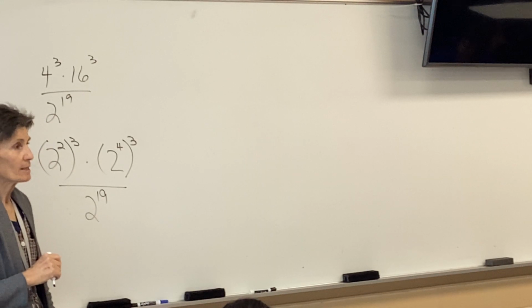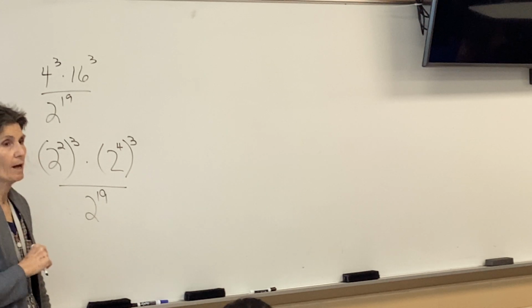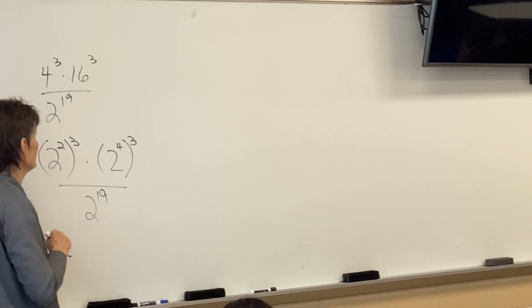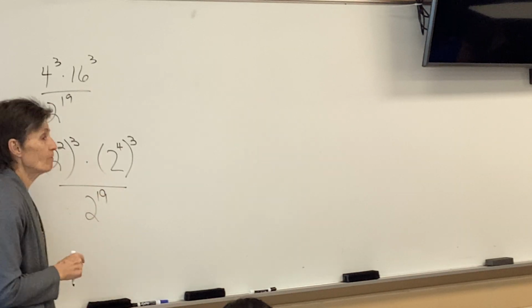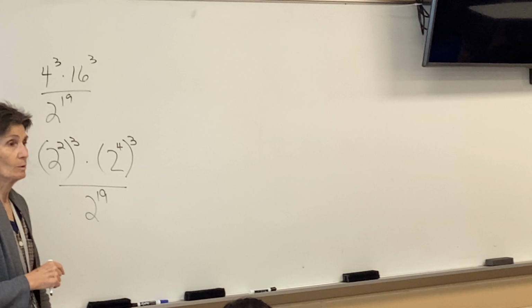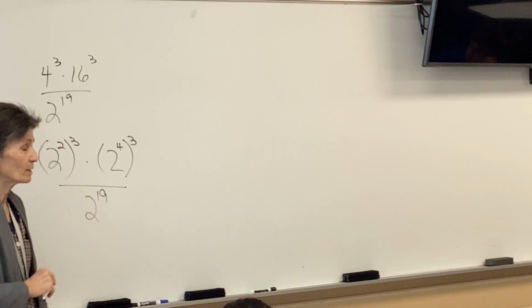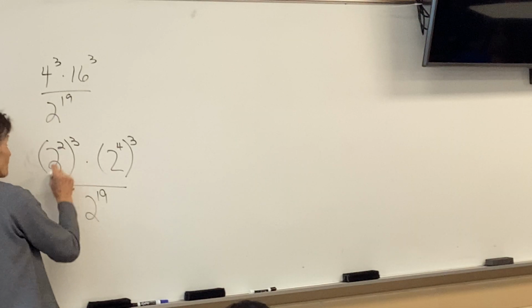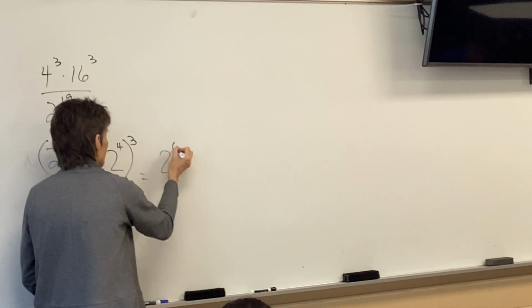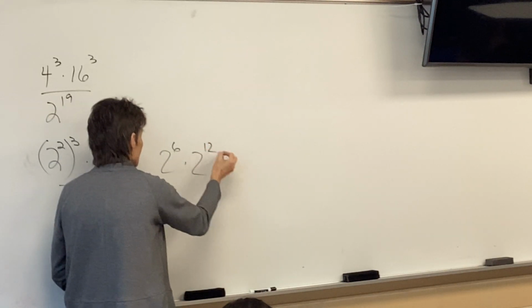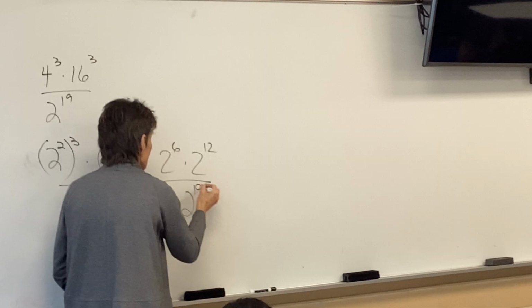I would suggest that you always go with the smallest common base. Okay? It is possible to write these as powers of 4, but it's much harder and it involves fractional exponents. So let's go down as low as we can go. All right, now what does this become? 2 to the 6th. And this is 2 to the 12th. And that, of course, is still 2 to the 19th.